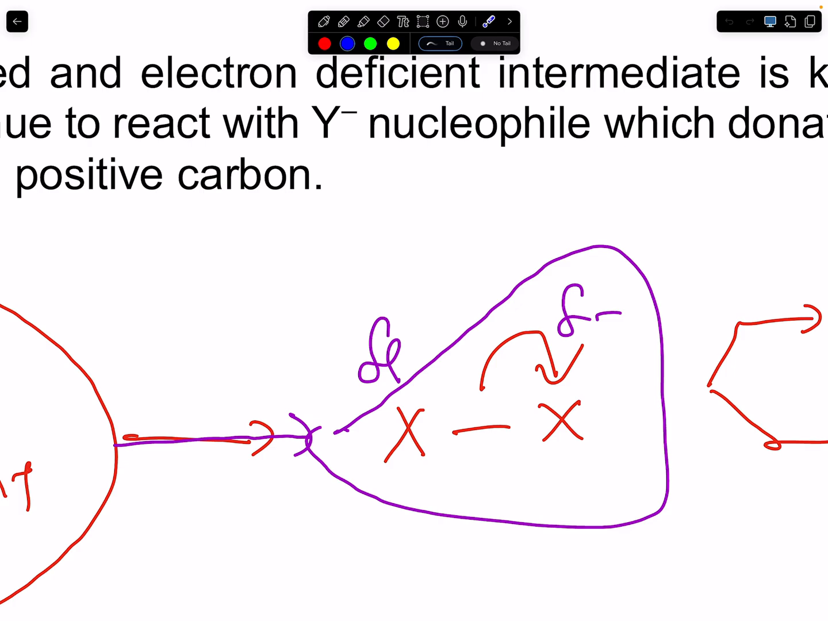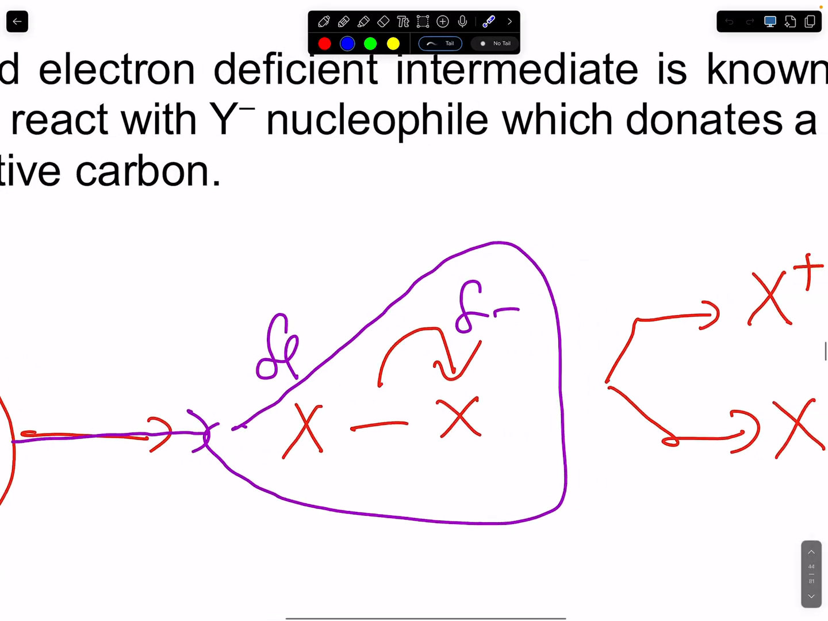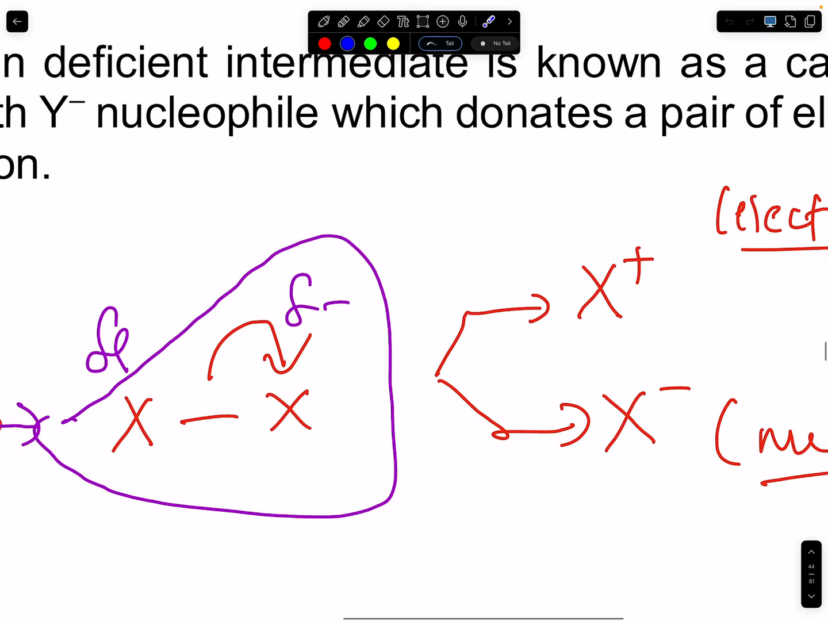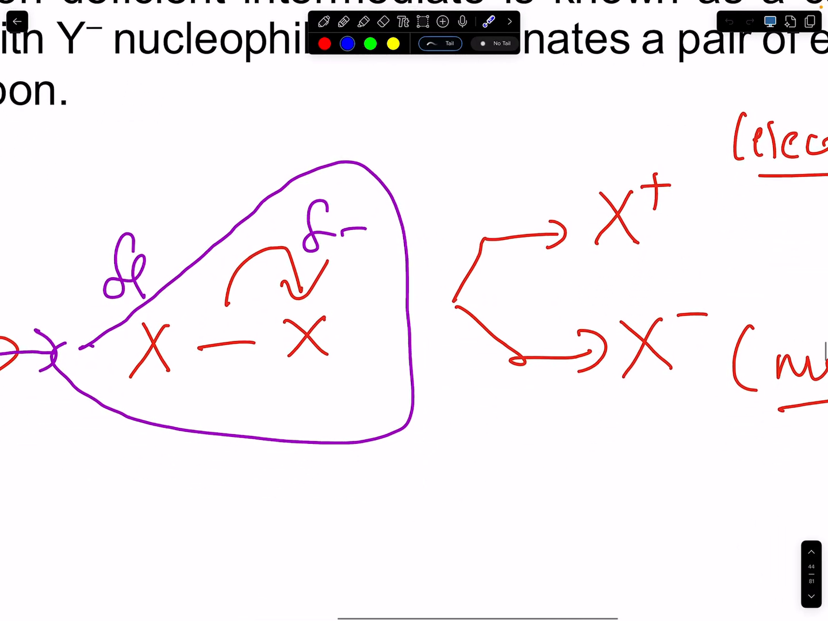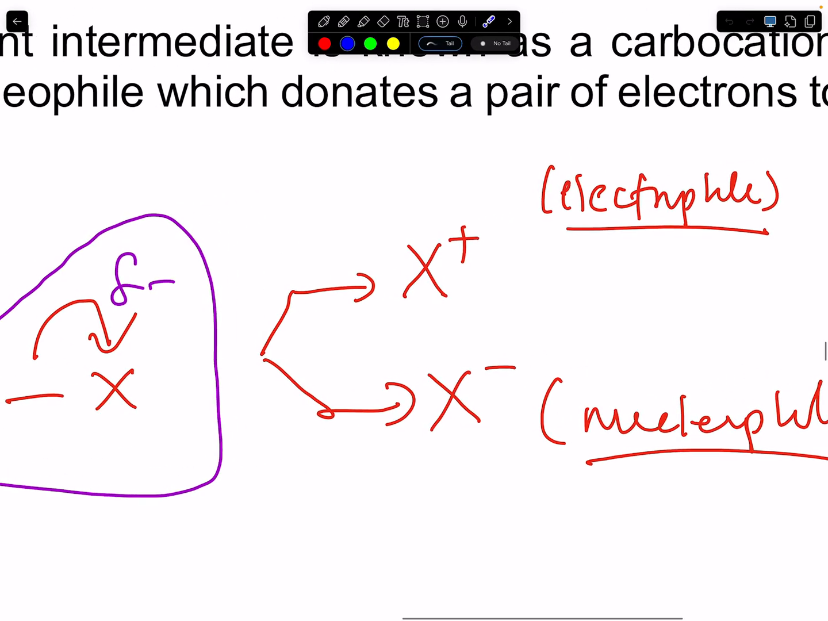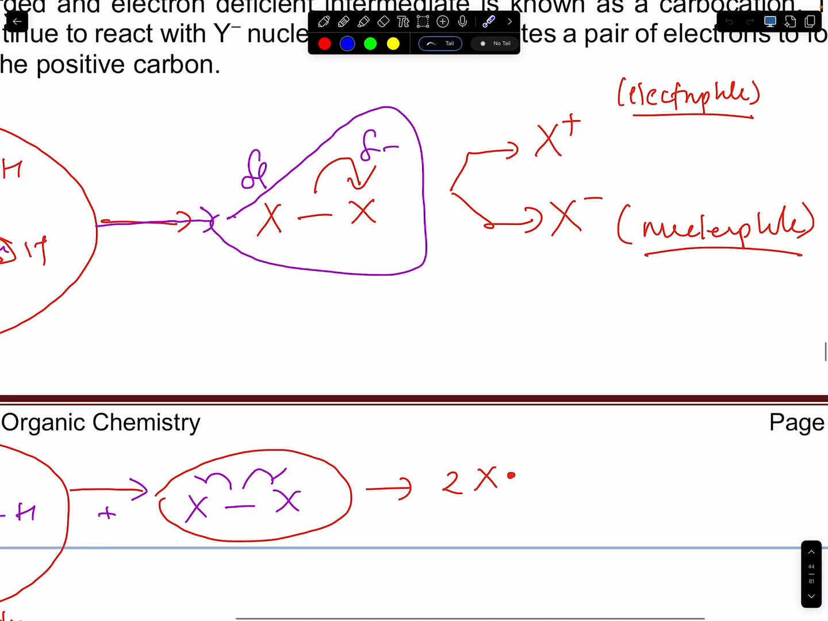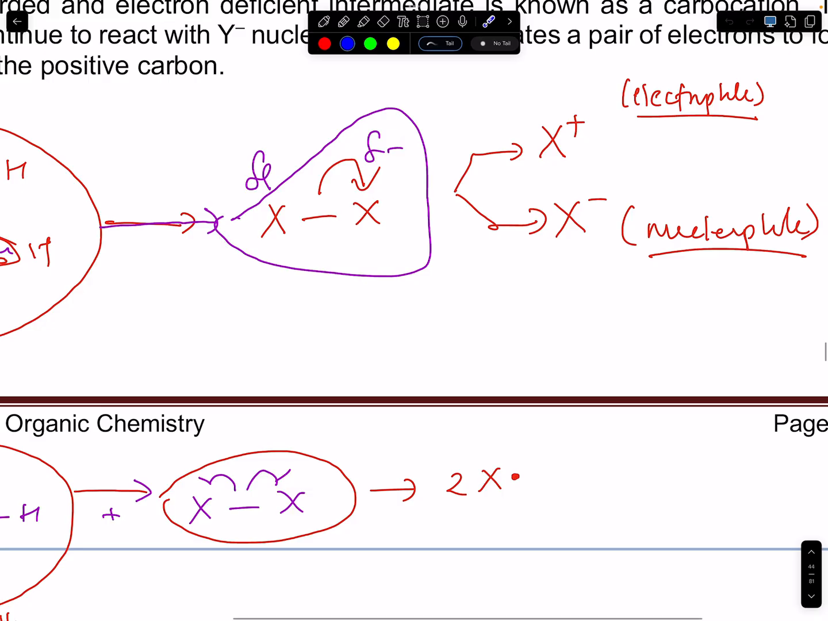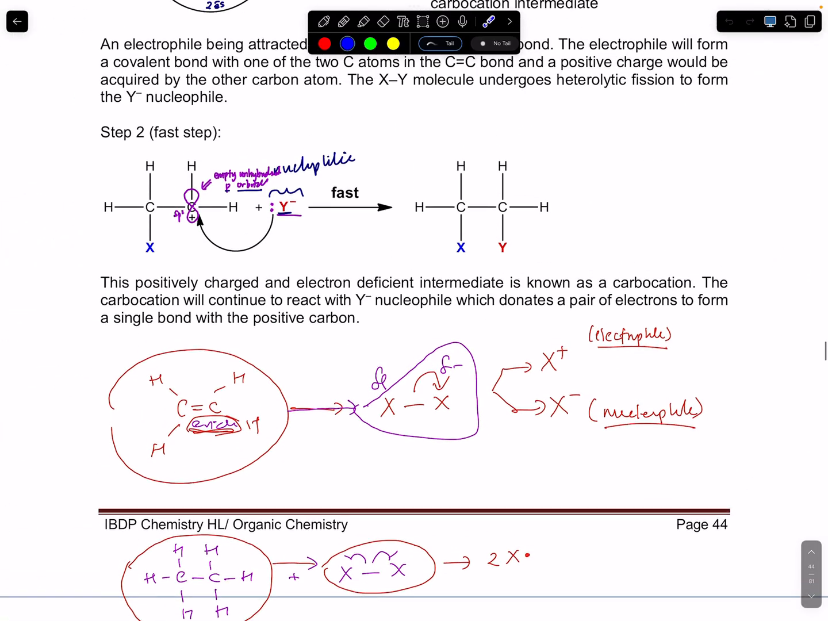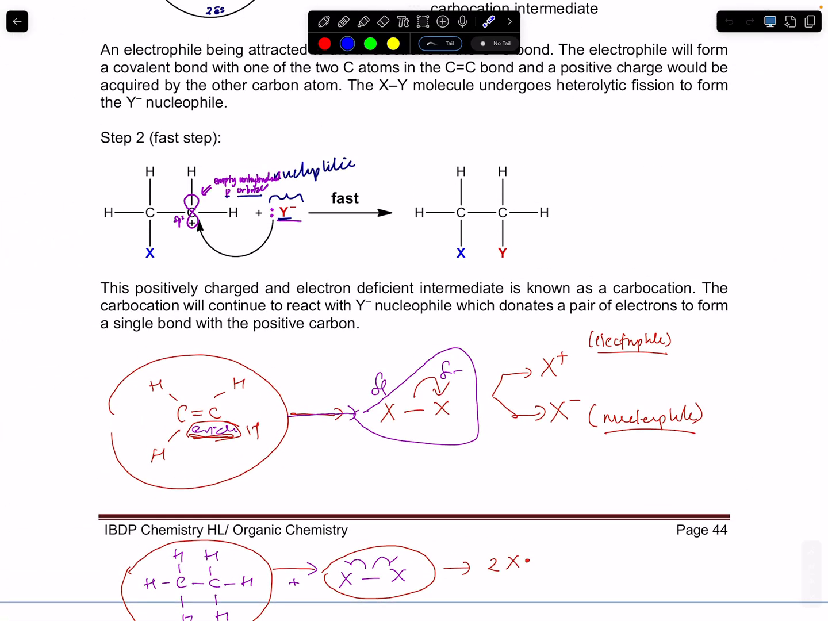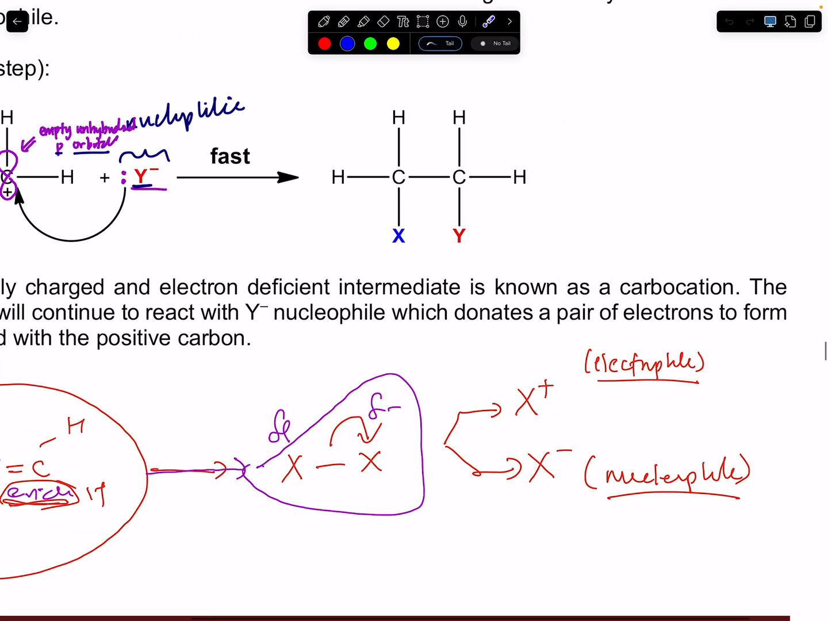The X atom on the right will receive 2 electrons. So therefore, you produce X plus and X minus. You all want to commit to memory: every time you undergo heterolytic fission, you will get an electrophile and a nucleophile. Every time you undergo homolytic fission, you get radicals. So now we already understood that the attacking species is either an electrophile or a nucleophile.